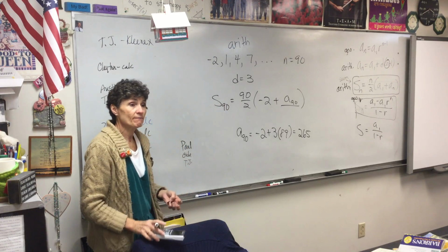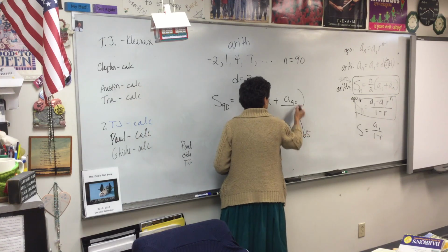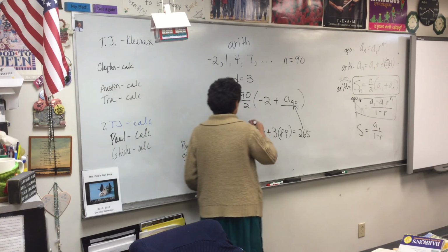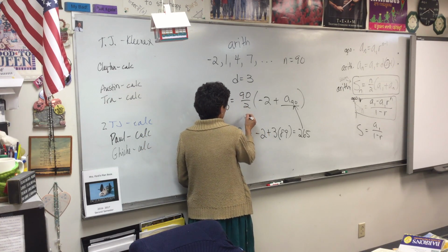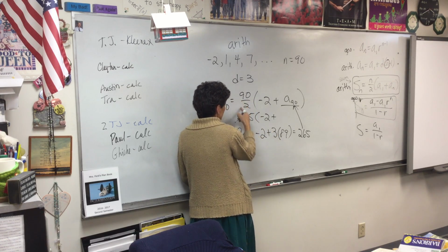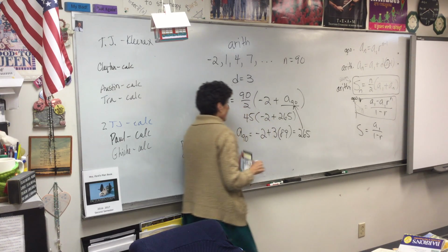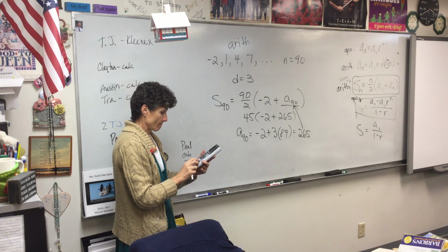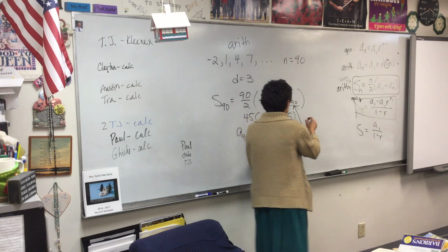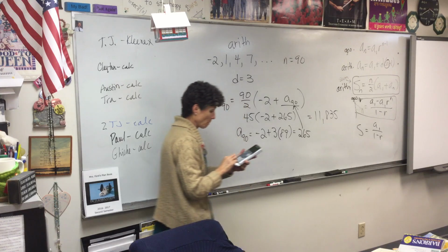Now, is 265 the answer? No. 265 is the number that goes right there. So now I can work this out. My sum is 45 times, that's 90 over 2. 90 over 2. 45 times -2 plus 265. I can figure it out now. The answer is 11,835. Anybody else get that? You typed it in?